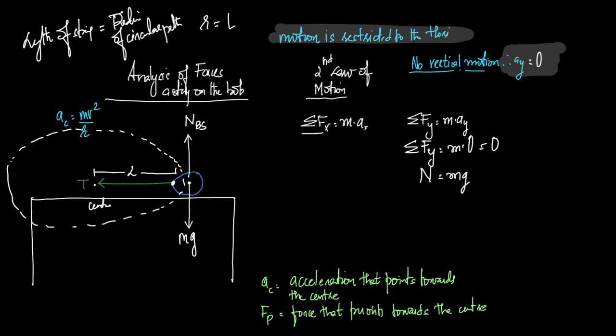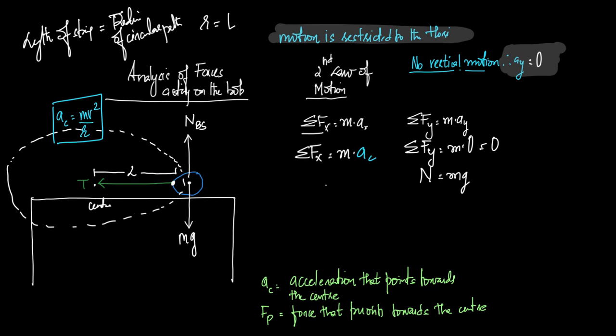Sigma Fx is equal to m into ax. So we can write sigma Fx is equal to m into, instead of ax, what do we have here? Instead of ax, what we have is the centripetal acceleration. So we have m into ac.